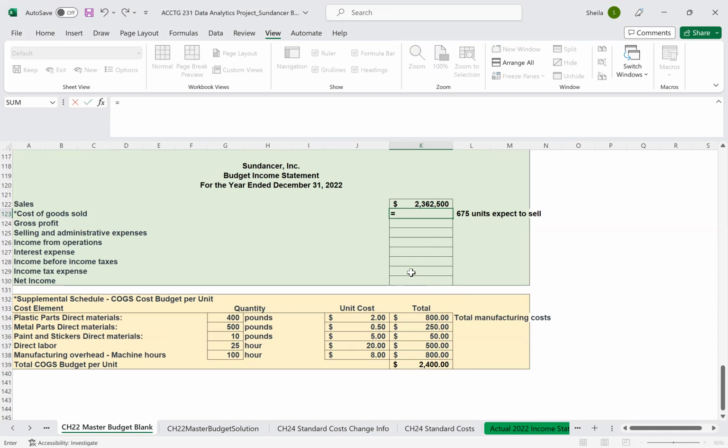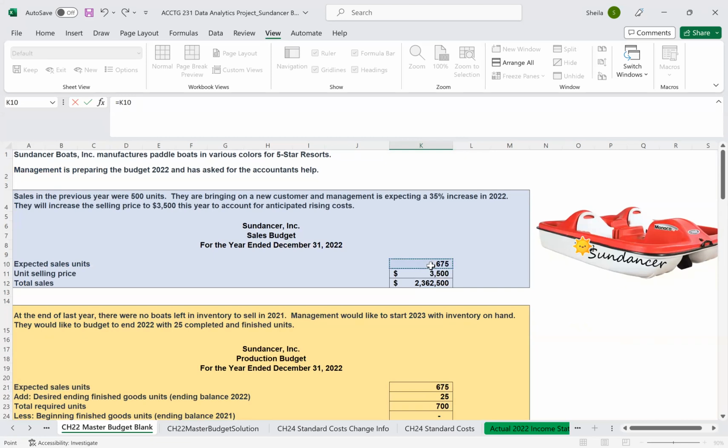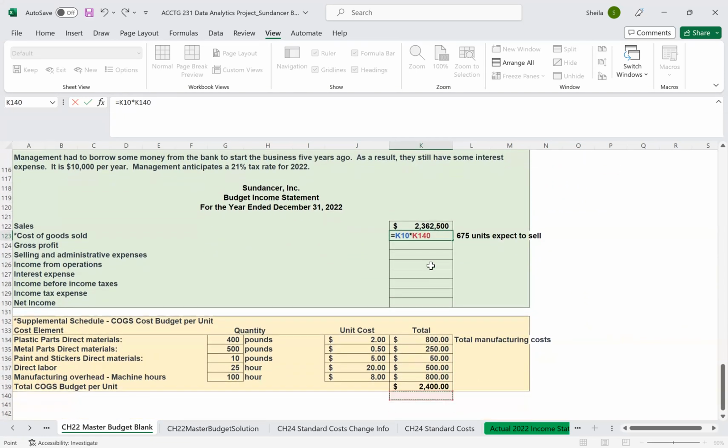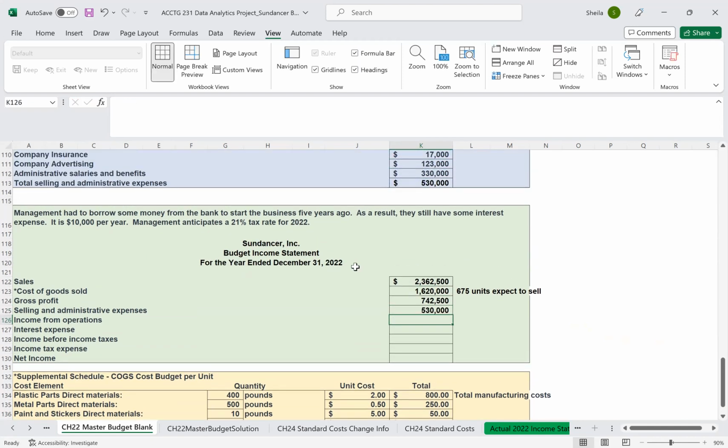I need to take 675 units. I'm going to grab that from way up here though, because remember I want Excel to work for me. And I'm going to do my asterisk, and I'm going to take that times my 2,400 because in my budget, I'm assuming I'm selling 675. So my gross profit then is sales minus cost of goods sold. Don't forget your selling and administrative expenses. And those are up here at 530. Now I've got a subtotal called income from operations. That's my gross profit minus my selling and administrative expenses.